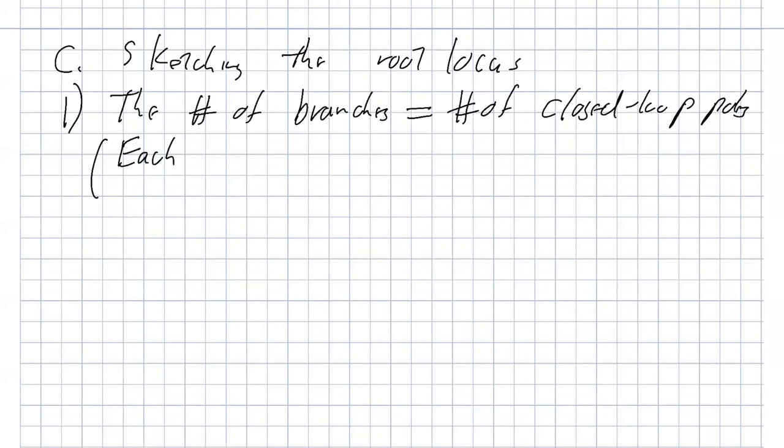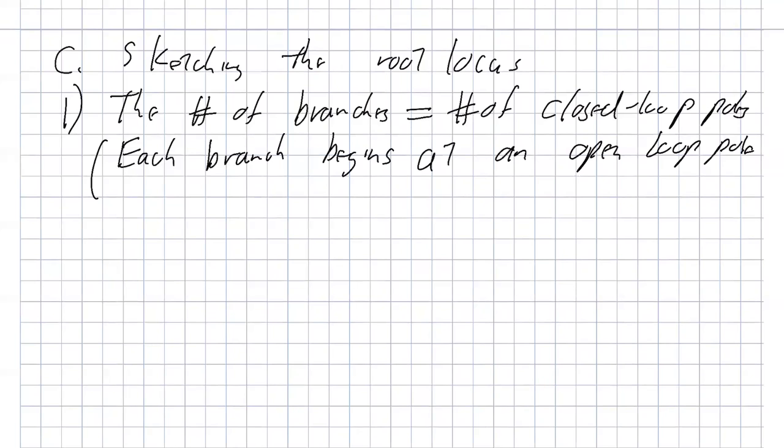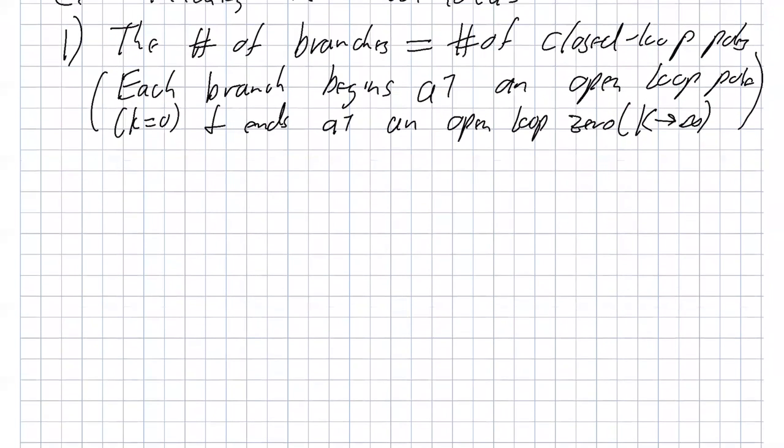Some of the lessons that we've learned here, we're going to come back to them, but basically each branch begins at an open loop pole, and that is when K is equal to 0, and ends at an open loop zero, and that's when K approaches infinity. Okay?